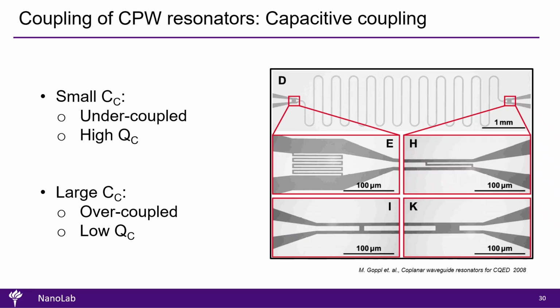Small coupling capacitance produces undercoupled devices, where the energy exchange between the resonator and feed line is low, resulting in a high coupling quality factor, QC, because coupling losses are minimized. Conversely, large coupling capacitance produces overcoupled devices, where energy couples more easily to the feed line, resulting in a low QC. This concept will become really important when we discuss CPW measurements and data analysis later in this lecture series.